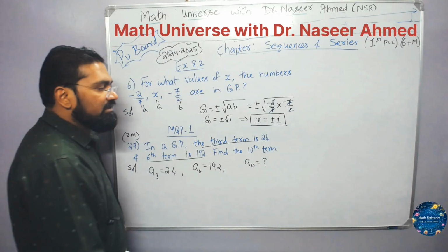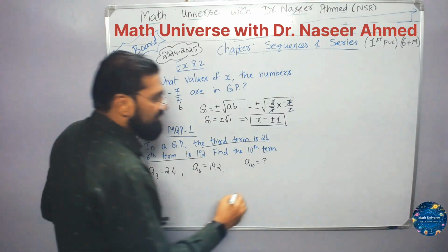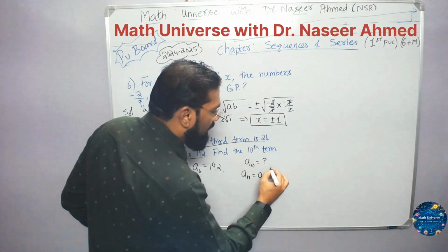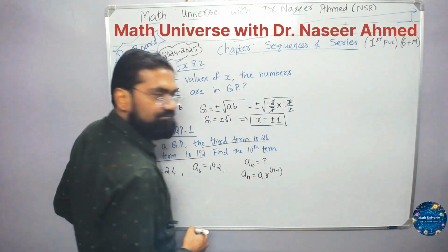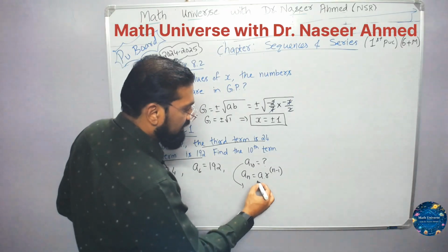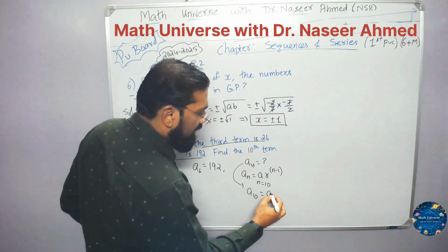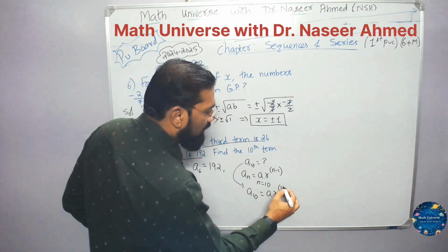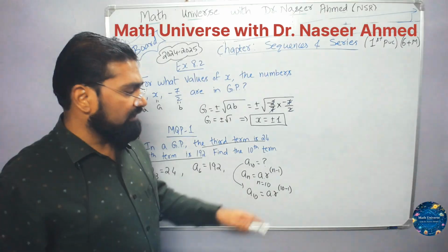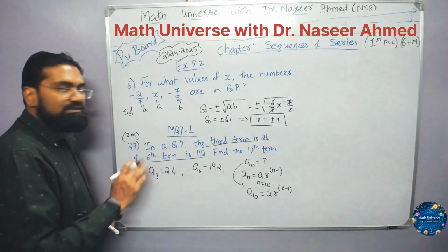Now you see, since they are talking about a particular term, I have to use that nth term concept. Recall, the nth term formula is a into r power n minus 1. So in place of n we have 10. So the tenth term is a into r whole power 10 minus 1. Until and unless I know the a value and r value, I cannot get the answer. I hope this point is clear.